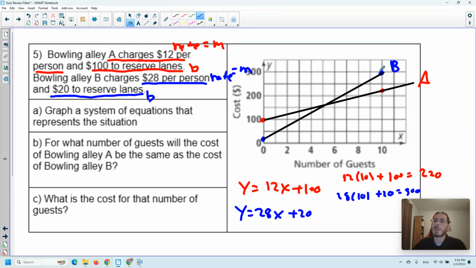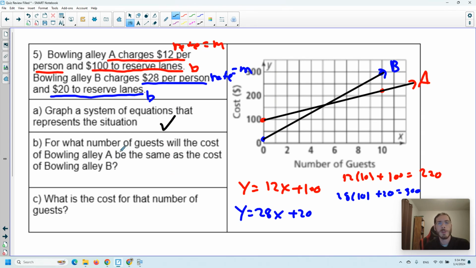And that'll be B. So remember, we can keep going out forever. Here we can keep going out forever too. We can't bowl less than 0 games, so that's why there's a dot at 0, which is fine. All right, so that's part A. Part A is to graph it, so we graphed it.